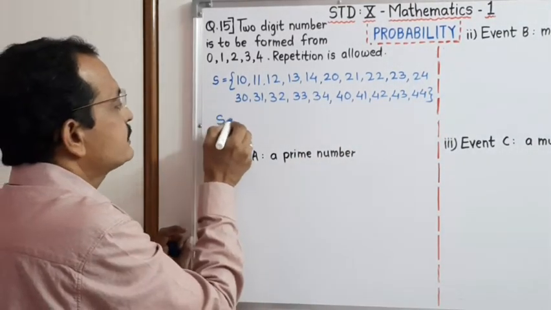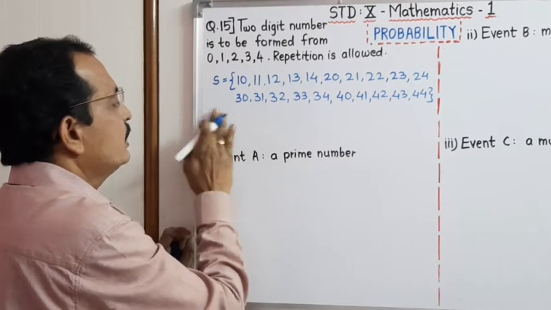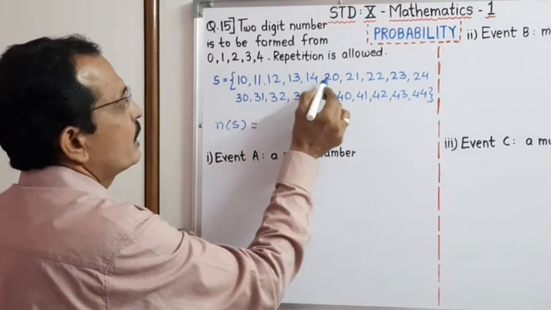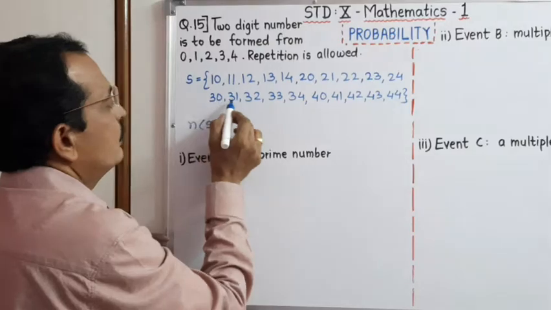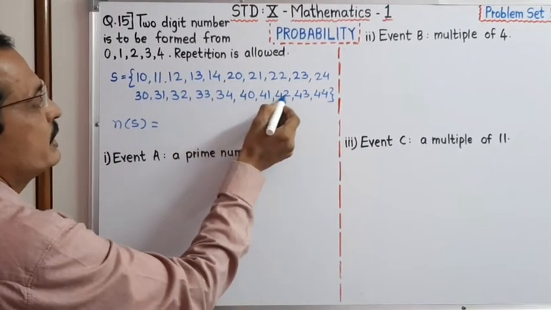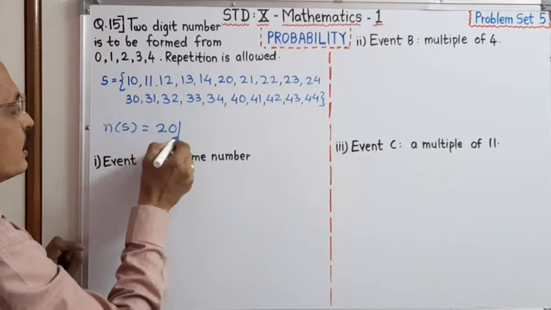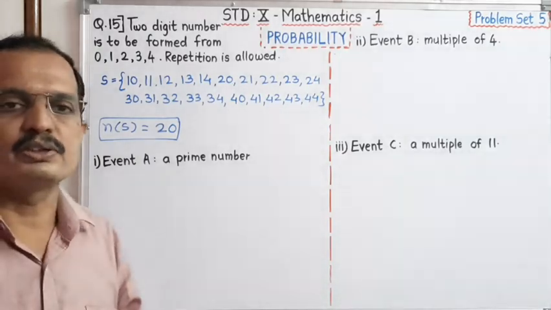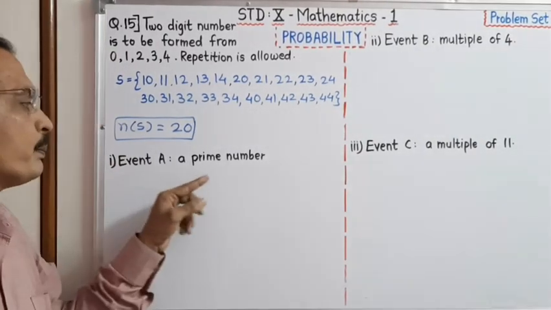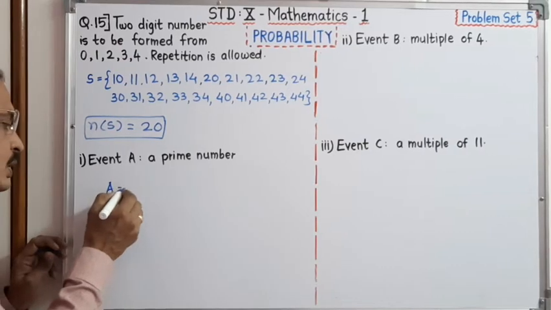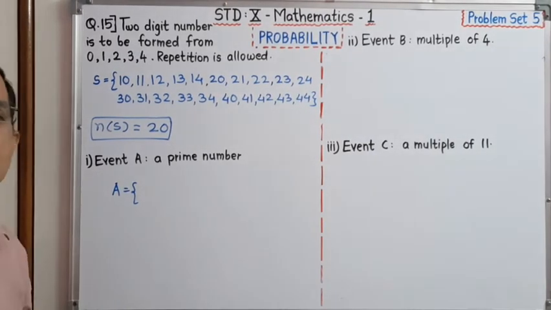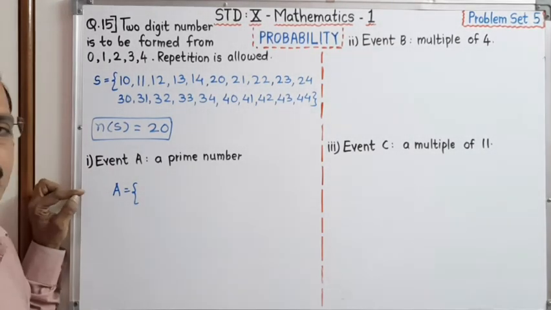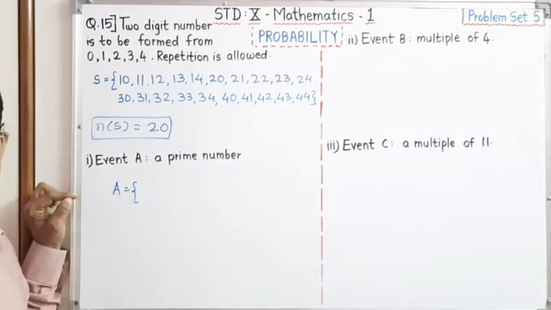Now, dear student, S is the sample space, and we have to write the number of elements in it: 1, 2, 3, 4, 5, 6, 7, 8, 9, 10, 11, 12, 13, 14, 15, 16, 17, 18, 19 and 20. Therefore the number of elements in the sample space is 20. Now, out of this we have to choose the event A, a prime number. You know the formula for the probability of an event: probability of A is number of A upon number of S.